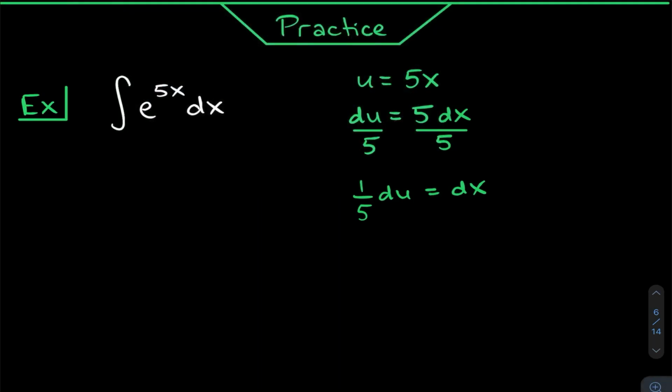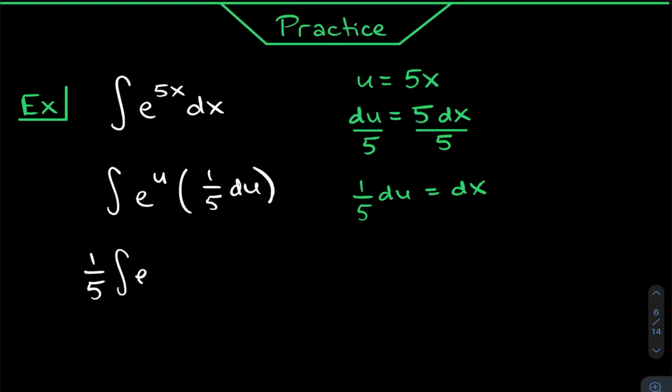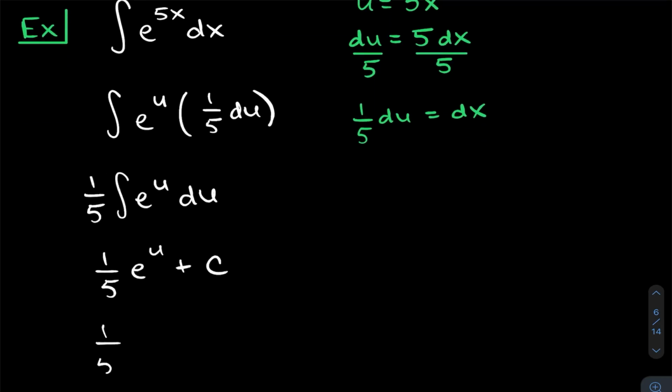So this integral becomes the integral of e to the u now. And then we have times a 1 over 5 du. And so we write this as 1/5 the integral of e to the u du. The integral of e to the u is e to the u. And so this is 1 over 5 e to the u plus c. And u is 5x. So there you go. You have your answer. 1 over 5 e to the 5x plus c.